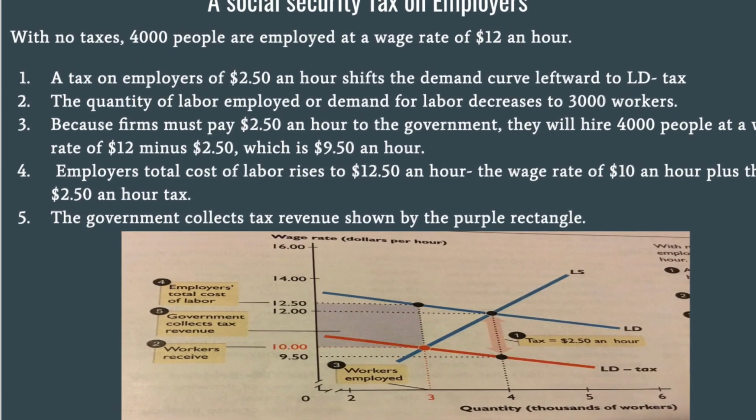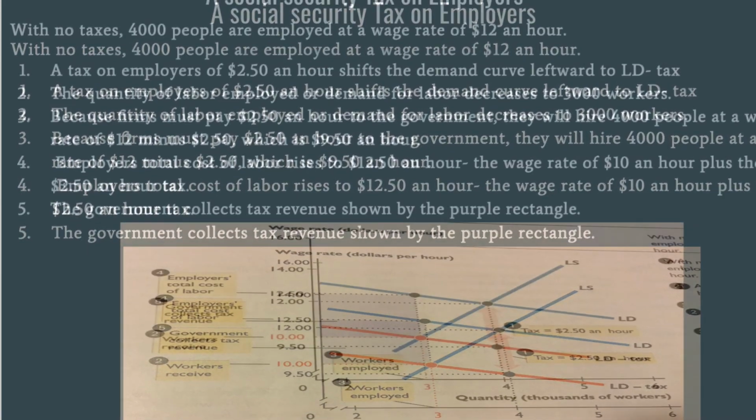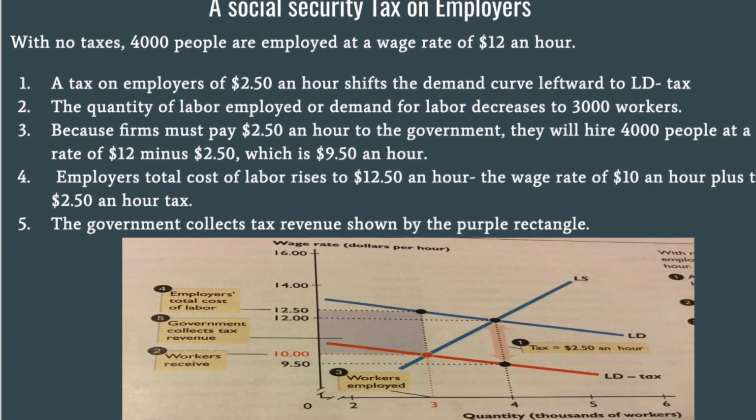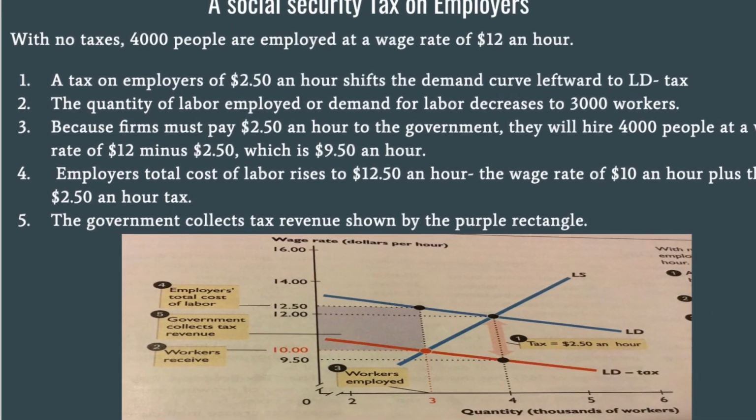Employers' total cost of labor rises to $12.50 an hour after tax, the wage rate of $10 an hour plus $2.50 an hour tax. The government collects tax revenue shown by the purple rectangle.